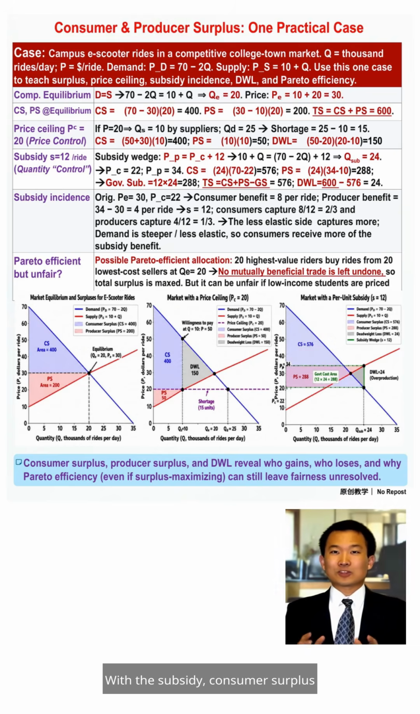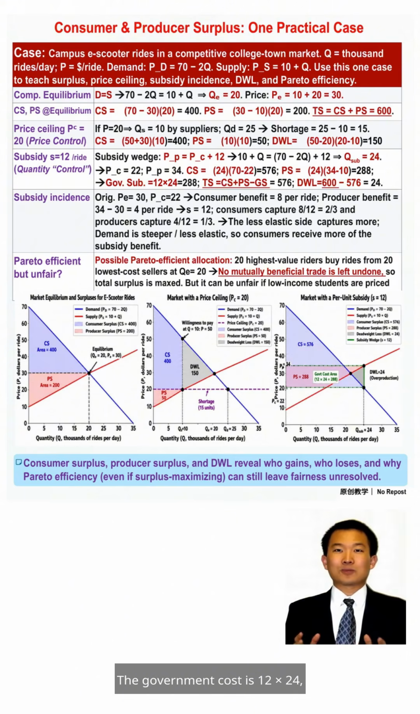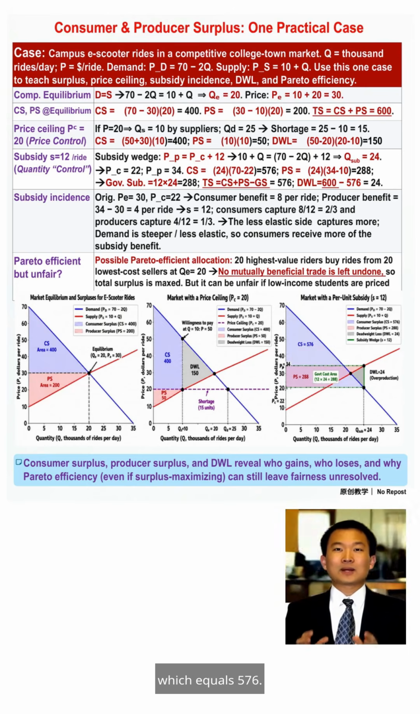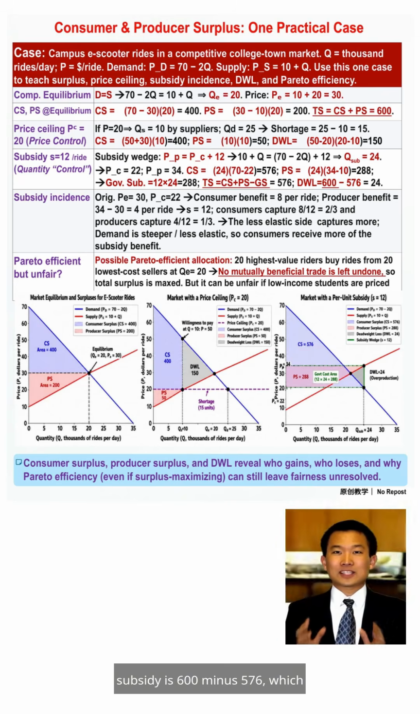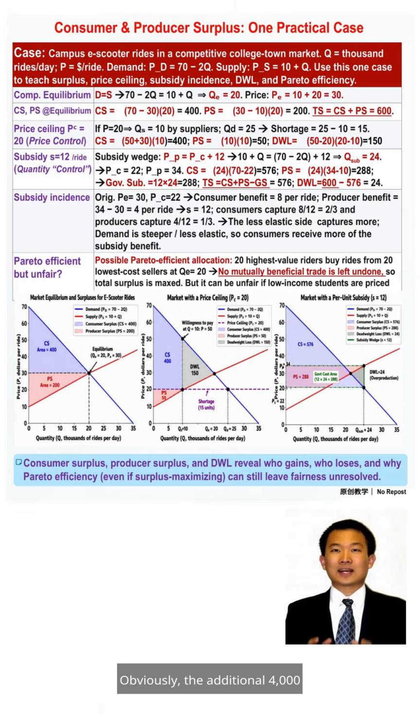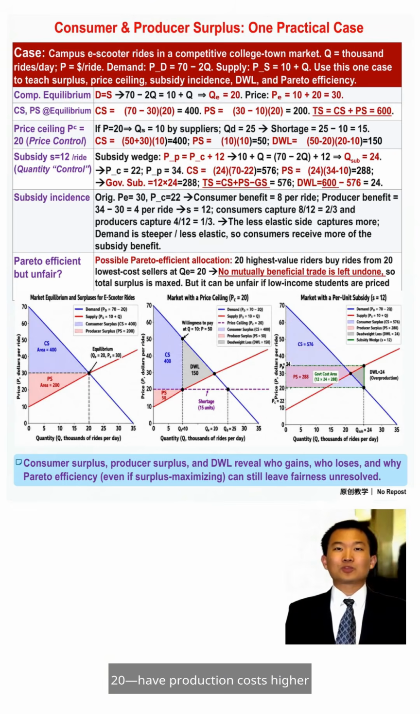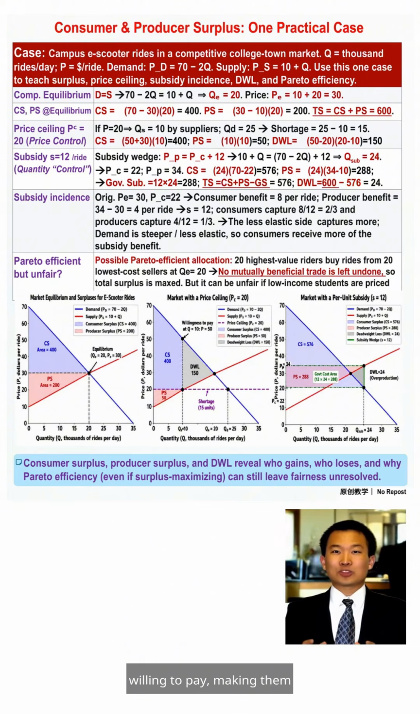With a subsidy, consumer surplus becomes 576 and producer surplus becomes 288. The government cost is 12 times 24, which equals 288. So the total social surplus is 576 plus 288 minus 288, which equals 576. The deadweight loss caused by the subsidy is 600 minus 576, which equals 24. Obviously, the additional 4,000 rides from the subsidy, 24 minus 20, have production costs higher than the value consumers are willing to pay, making them inefficient transactions.